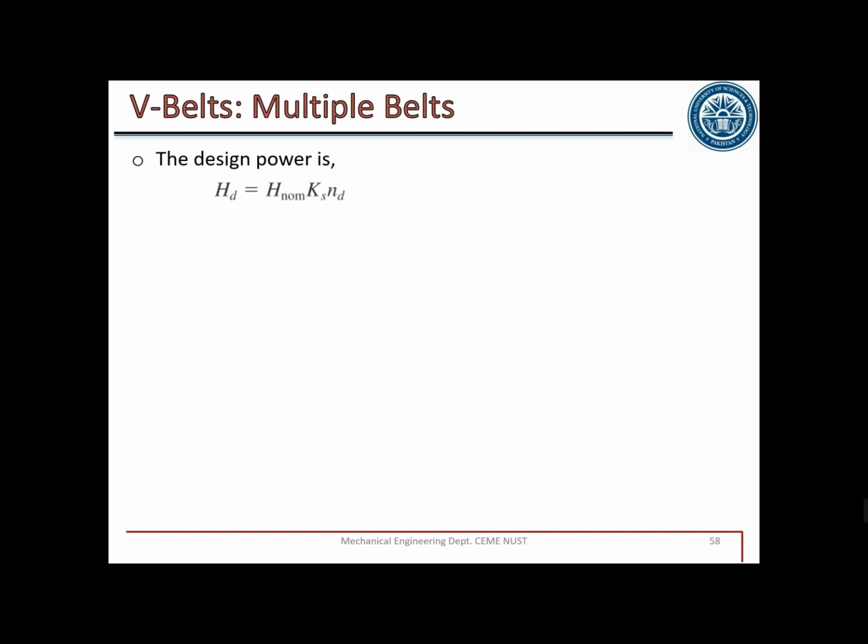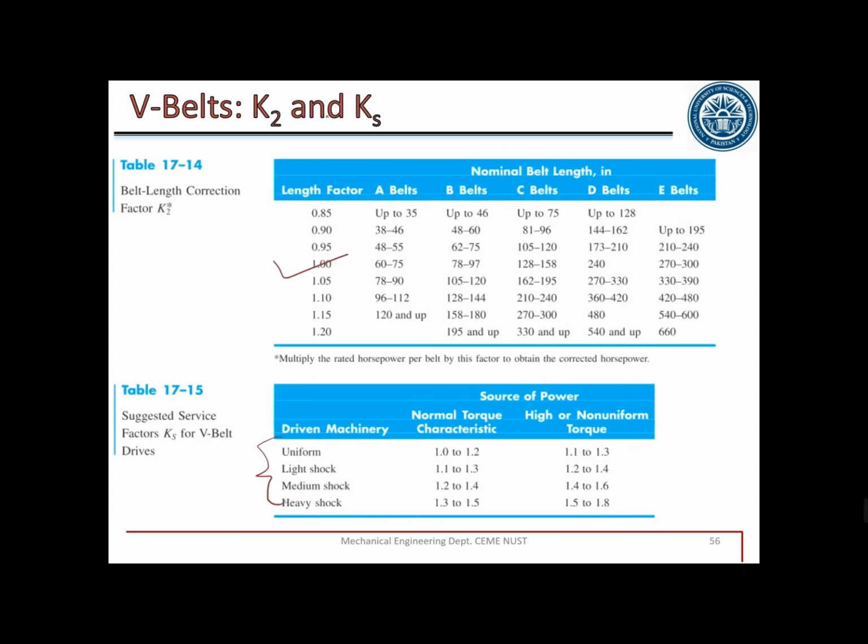The design power equation is again the same. Nominal power, which is the output power required, is given. Ks can be taken from table 17-15. This is the value of Ks. Depending on which type of power transmission is provided within the belt, we can assume a value of Ks, and Nd is the design factor of safety. So using these parameters, for example, if the output required power is 10 horsepower, the design value of Ks you select as 1.2, and Nd you select as 1.1. So in that case, 10 into 1.2 into 1.1 will give you a power.